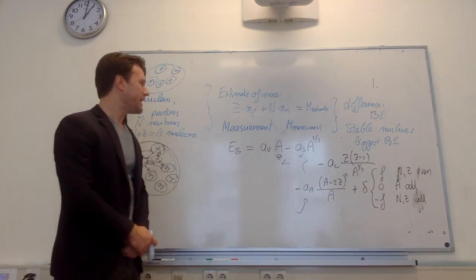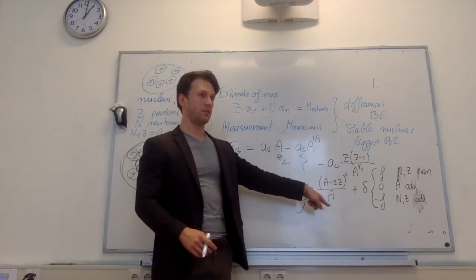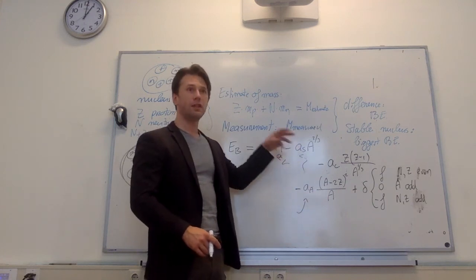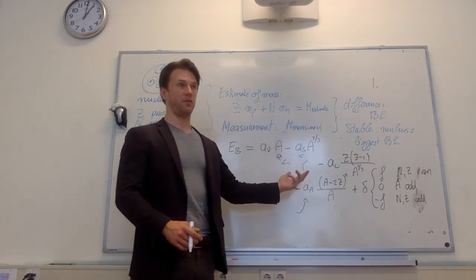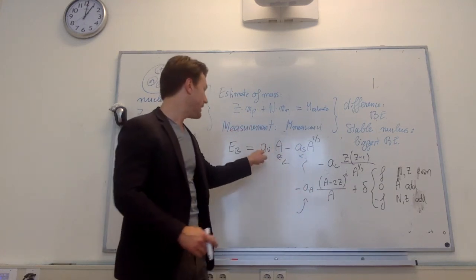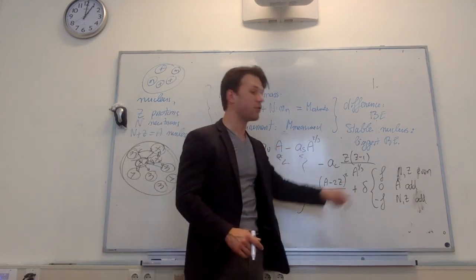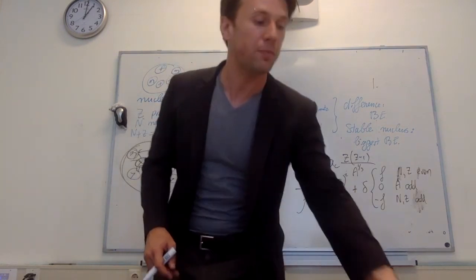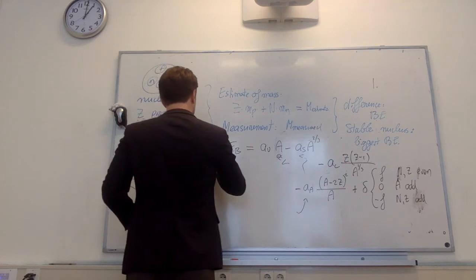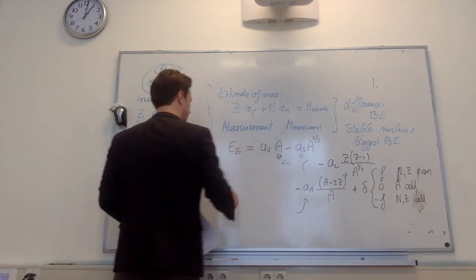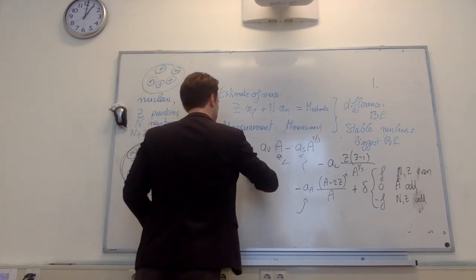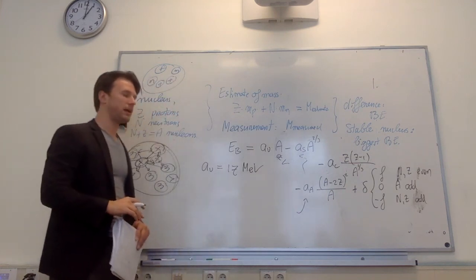The only thing that you need now is the values of these numbers. Now all of this is the theoretical part of the formula. But semi-empirical, these numbers, how much each term contributes, you have to get from experiment. This one, it's called the volume term, is around 17 MeV, mega electron volts.